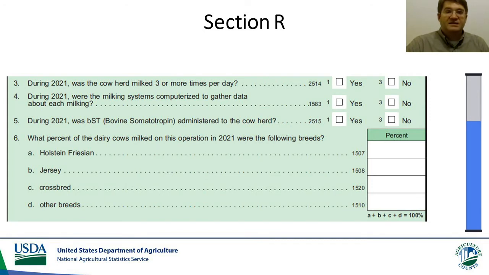Question 5 asks about BST application on cow herds. Bovine somatotropin, BST, also known as bovine growth hormone, is an animal drug approved by the FDA to increase milk production in dairy cows. Question 6 asks about milked cows' breeding types.